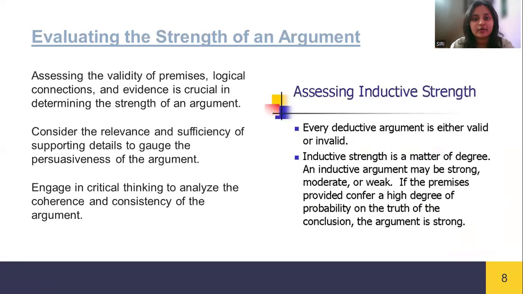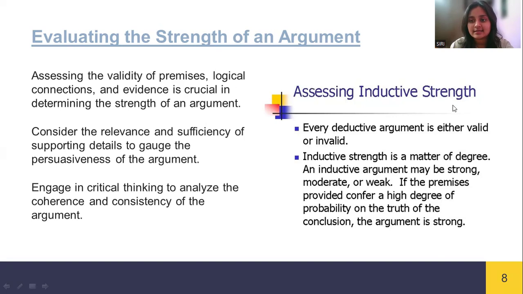Evaluating the strength of an argument. Assessing the validity of premises, logical connections, and evidence is crucial in determining the strength of the argument. Consider the relevance and sufficiency of supporting details to gauge the persuasiveness of the argument. Engage in critical thinking to analyze the coherence and consistency of the argument.